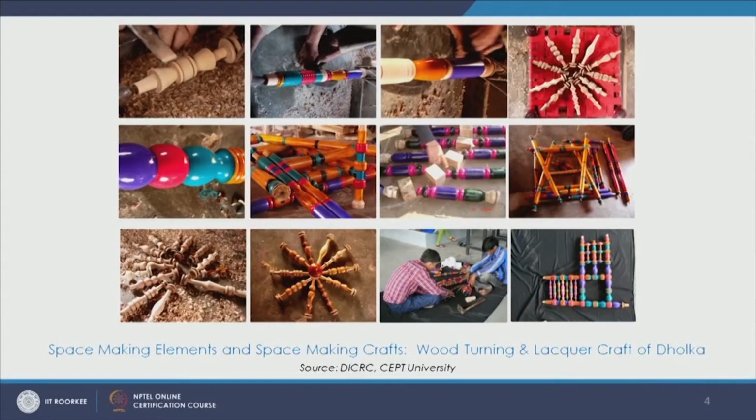This is my favorite example. It is on the wood turning and lacquer craft of Dholka. Dholka is a place in Ahmedabad. This is about a workshop that was organized by DICRC, CEPT University. It is one of my very favorite workshops. I was a part of the organizing committee, and this is a perfect example which talks about the role of craft and technology in interior architecture.